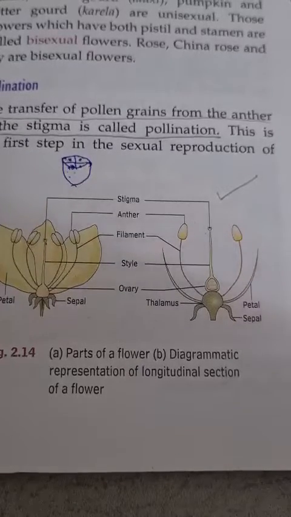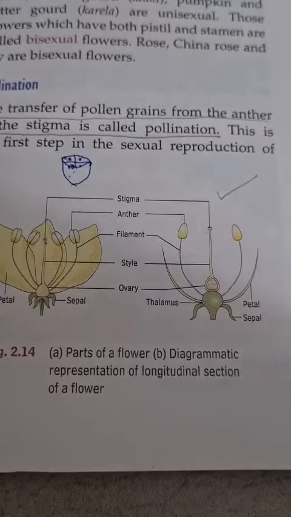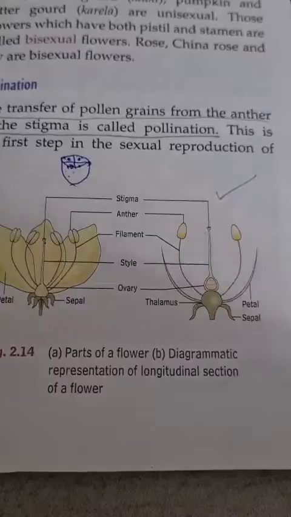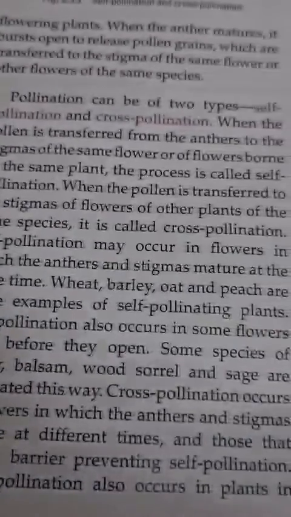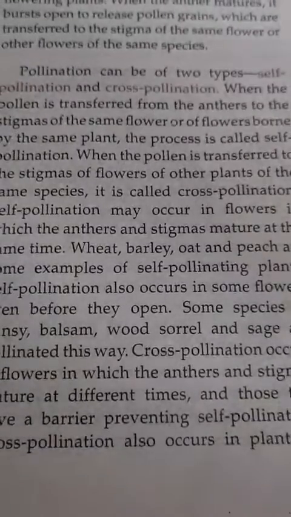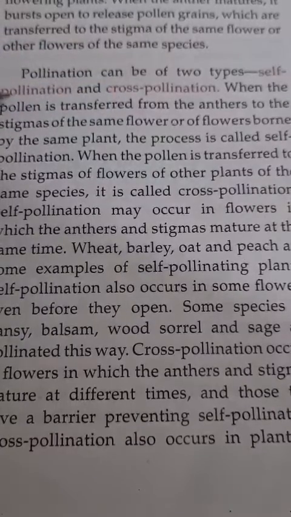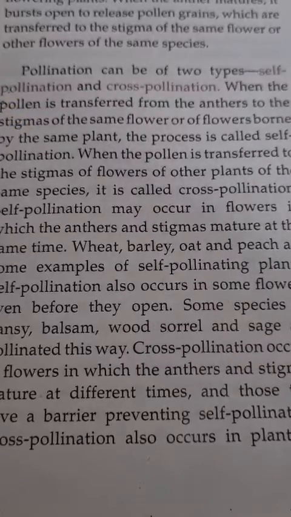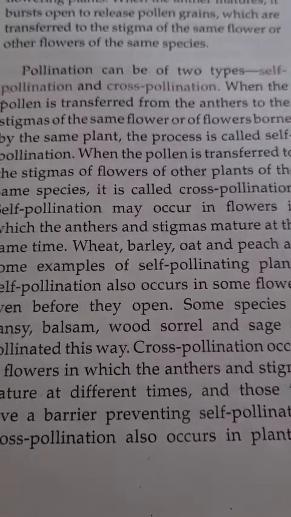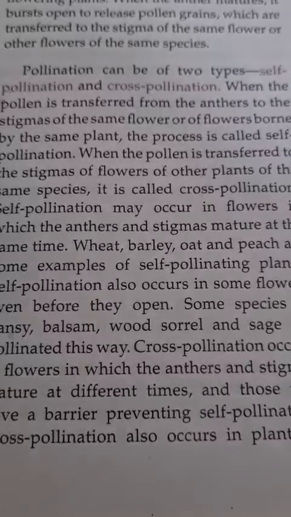And this process of transferring pollen grains from anther to stigma, so that they can reach the egg cell for fertilization, is called pollination. Now, pollination is of two types. The first is self-pollination and the second is cross-pollination. Now the definition of self-pollination: when the pollen grain is transferred from anther to stigma of the same flower, or of another flower born on the same plant.